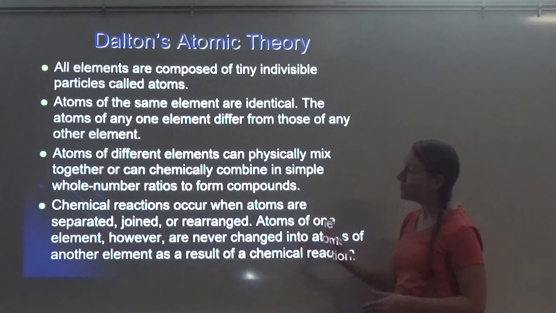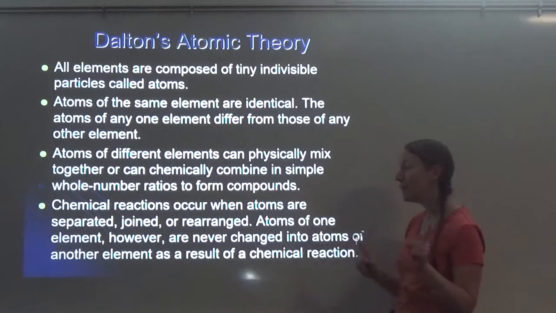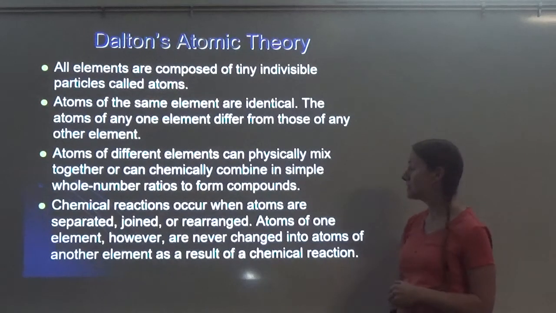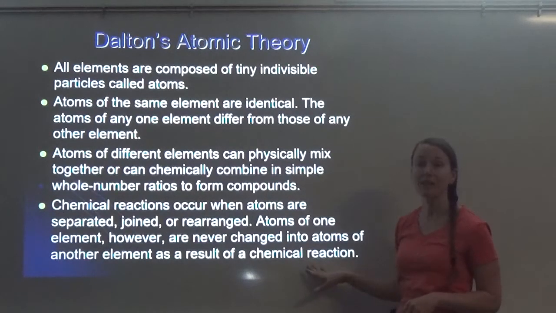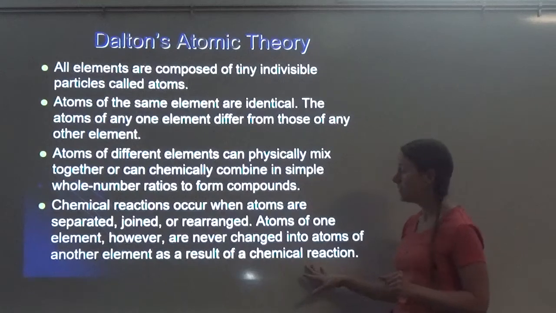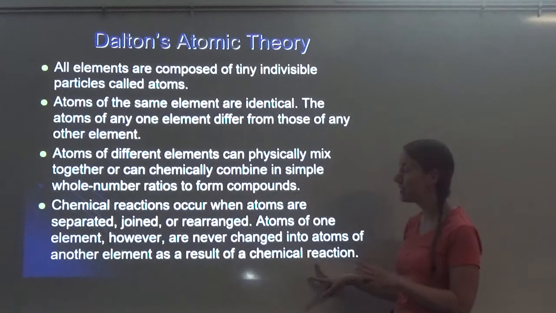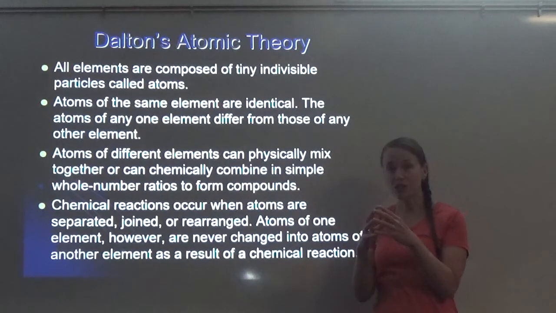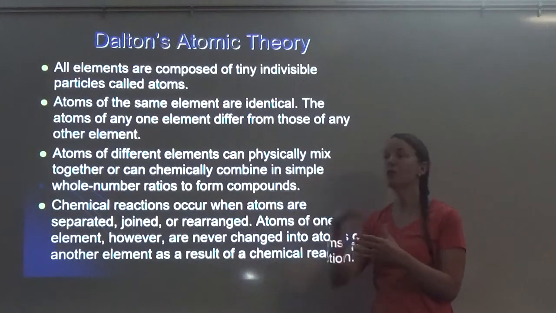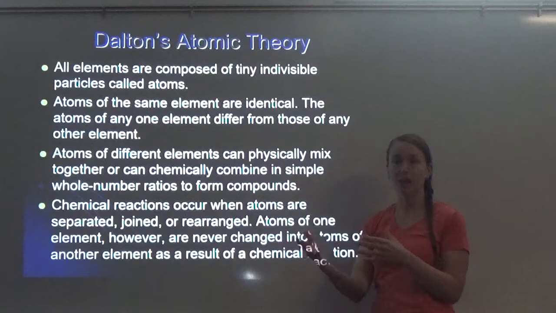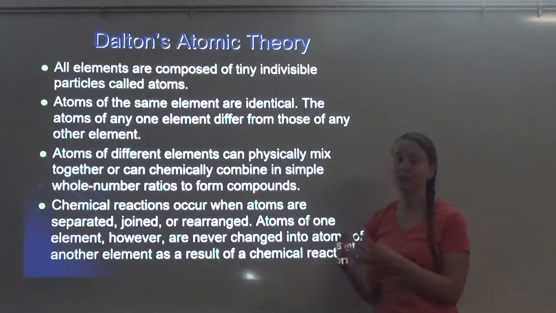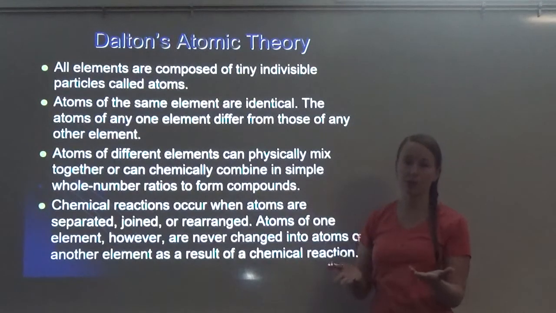And then his last point was that chemical reactions occur when atoms are separated, joined, or rearranged. Atoms of one element, however, are never changed into atoms of another element as a result of a chemical or physical process. So remember, in chemical and physical processes, an element cannot change identity. Oxygen can bond with something else, and so it may look different in a reaction, but it's still an oxygen atom. We can't turn the oxygen atom into nitrogen or something like that.